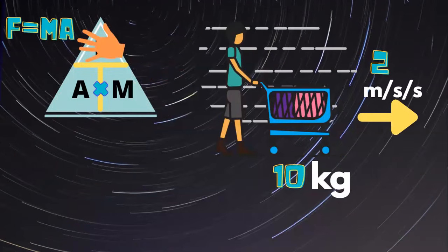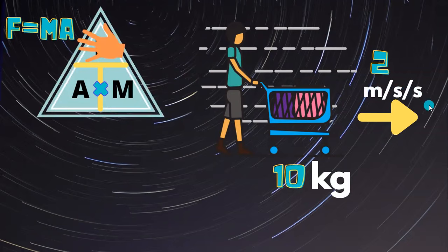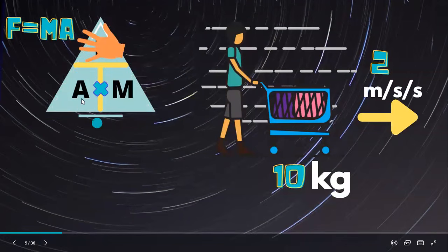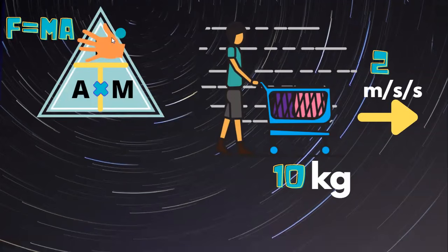So we're going to look at a real world example. Here we have a person shopping in a store. Their cart has 10 kilograms of stuff and it's moving at 2 meters per second squared. Now, I talked about this in my last video, but meters per second squared is the unit for acceleration and kilograms is the unit for mass. So we have acceleration, we have mass, what we don't have is force. So what is the force with which this person is pushing the cart?